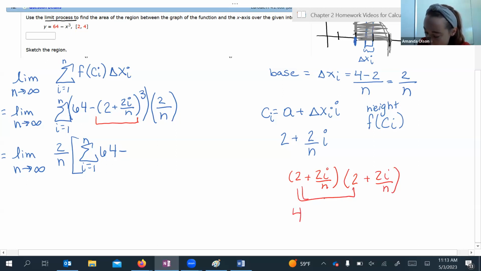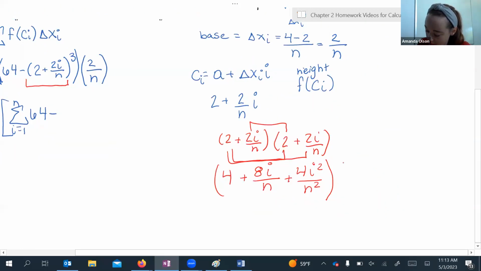So we get 4 plus 4 plus 4, we get 8i over n plus 4i squared over n squared. And then we multiply that again by 2 plus 2 over n i. We can then distribute and combine like terms.